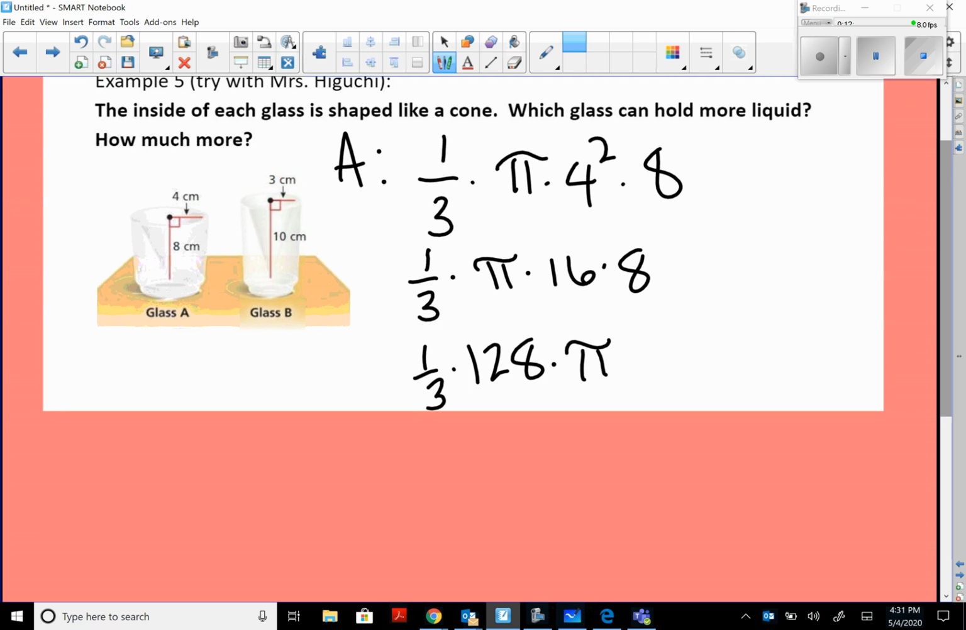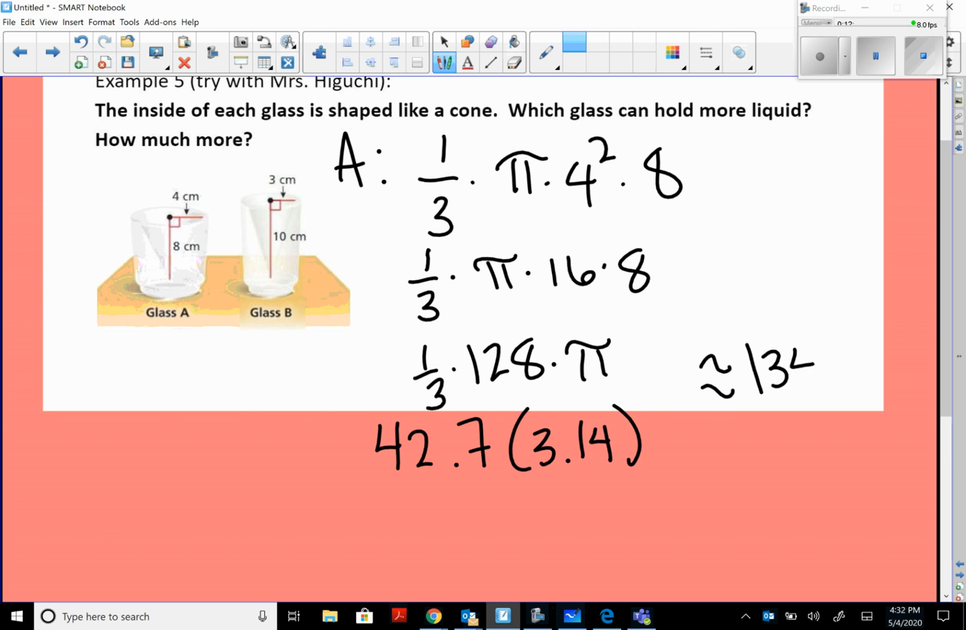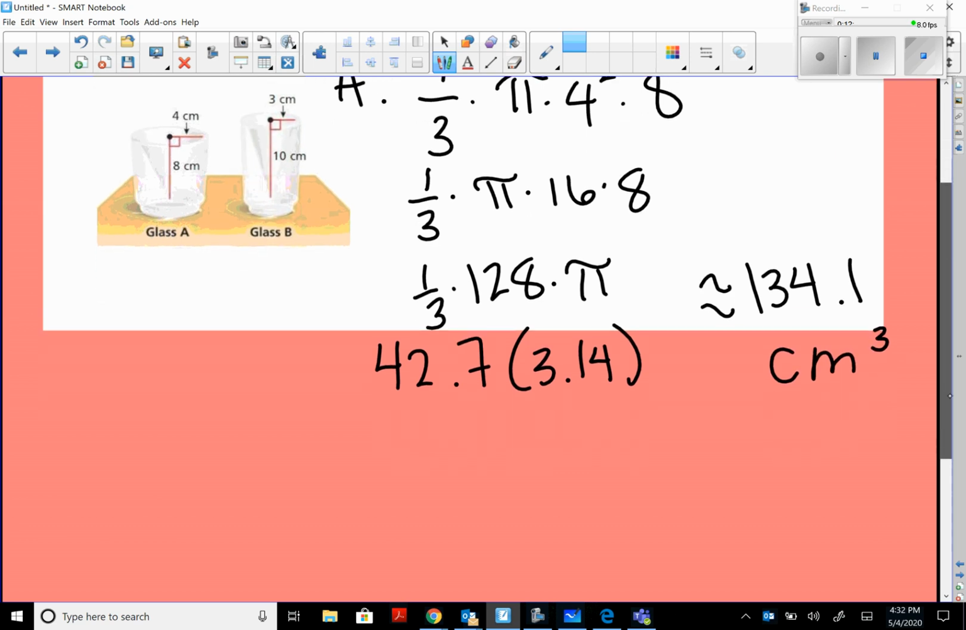So first I'm going to do 128 divided by 3, which is 42.7. And now I'm going to plug in 3.14 for pi. So that means the approximate volume of glass A, I'm going to use that approximation symbol, is 134.1 cubic centimeters. Now I need to find the volume of glass B, which is also a cone inside.